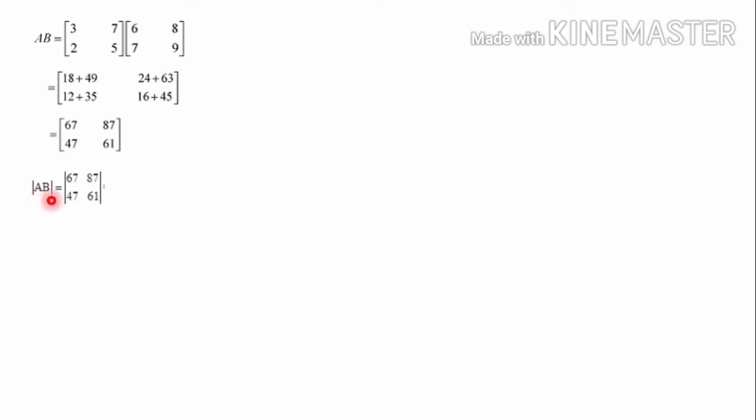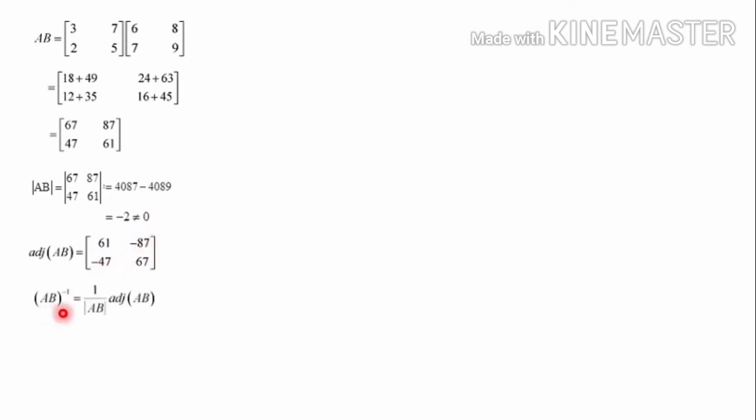Then determinant of AB we have to calculate, that is determinant 67, 87, 47, 61. When you calculate, you will get the answer as -2, and that is not equal to 0. Therefore, AB the whole inverse exists. Then we can use the shortcut to write the adjoint of AB. Just interchange the first diagonal, that is 67 and 61. When you interchange, it becomes 61 and 67, and in the other diagonal we have to change the signs. So here 87 and 47 are there, it becomes -87 and -47.